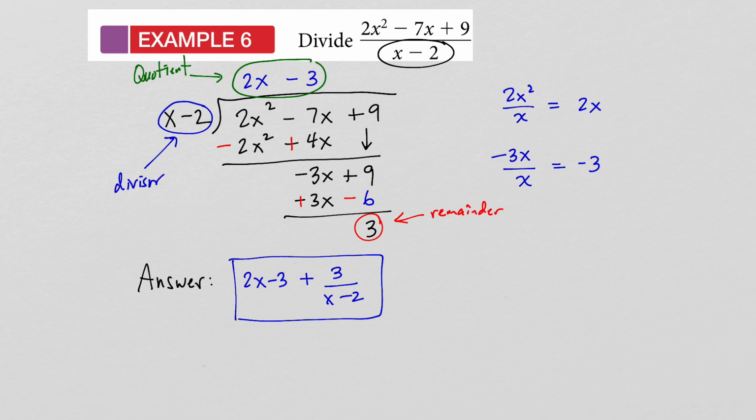And you'll notice that it did not divide evenly, right? If the remainder is 0, it divides evenly and you wouldn't have this part. But since you had a non-zero remainder, we know that x minus 2 does not go into 2x squared minus 7x plus 9 evenly.